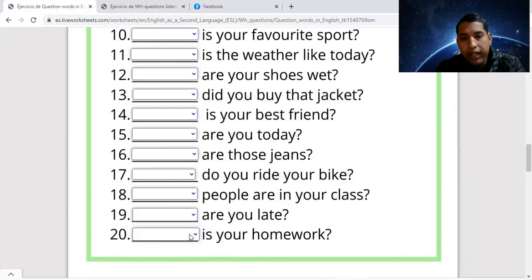All right. And finally, the number 20. Where is your homework? Which is your homework? Or when is your homework? So we finished this class today with these activities about, today we are learning the WH questions, which we use to get information from people.